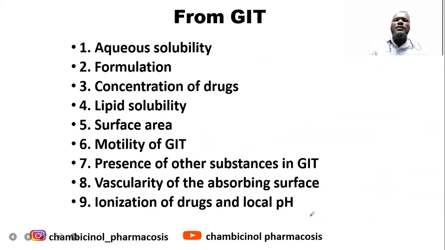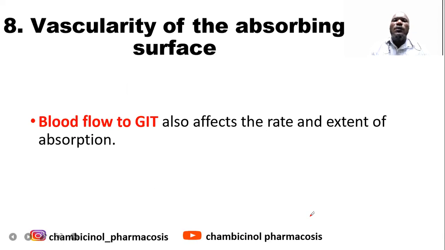So this is all about the factor, in this case, the presence of other substances. Then we have the vascularity of the absorbing surface. For the site of absorption to increase the rate of absorption, that region should be highly vascularized, meaning highly perfused with blood, so that the drug will be picked up from the site of administration and reach the systemic circulation, so that they can maintain the concentration gradient. So the less the vascularity, the poorer the absorption of the drug, and the higher the vascularity, the faster the rate of absorption of the drug.